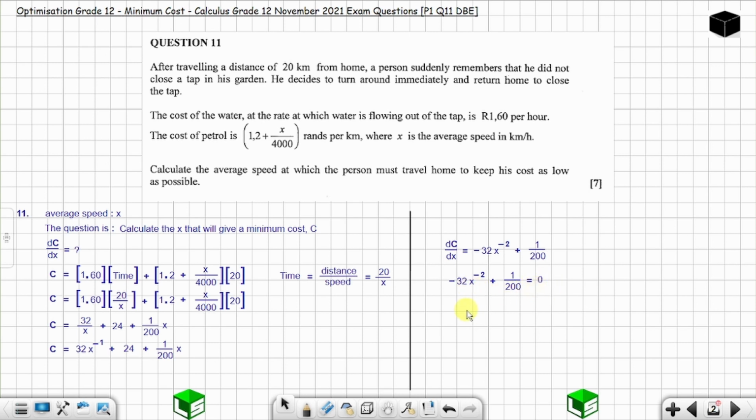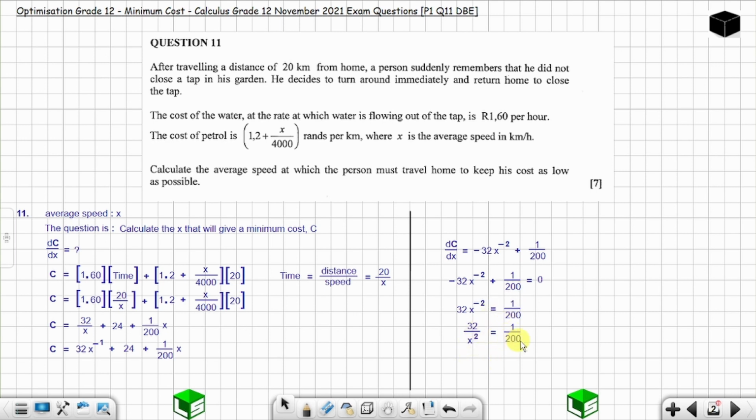So you are going to have 32 times x to the power of negative 2, when you take it to the right, equal to 1 over 200. Now to solve for x, you have x to a negative exponent. What you have to do is bring it to the bottom, so you have 32 over x squared equal to 1 over 200.